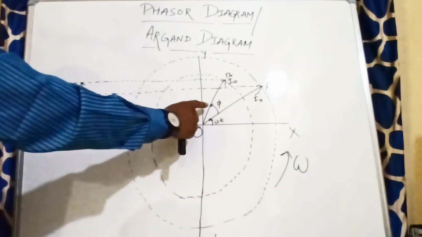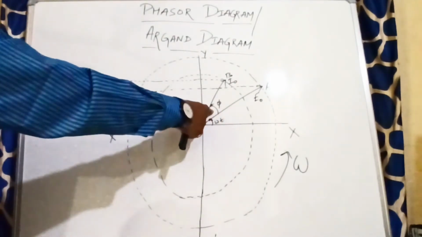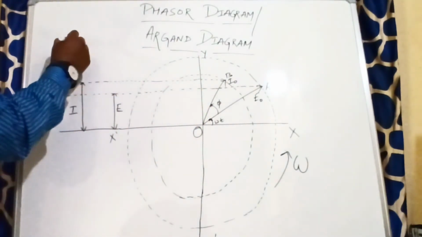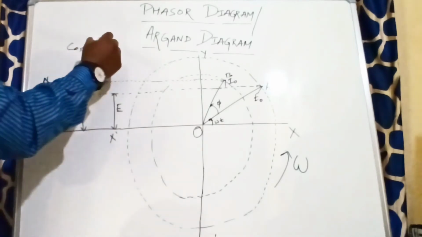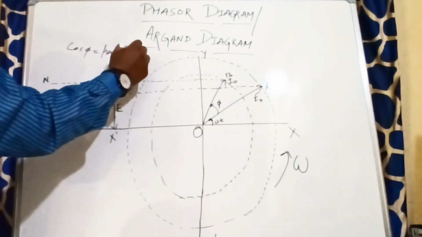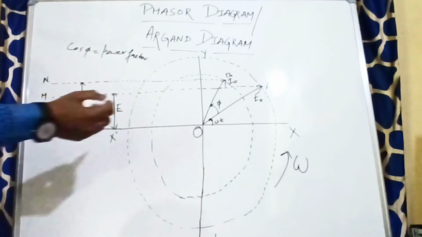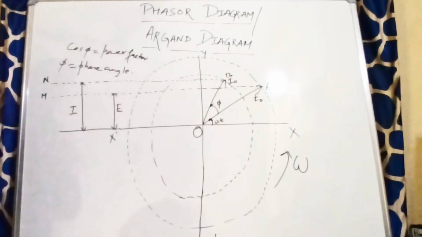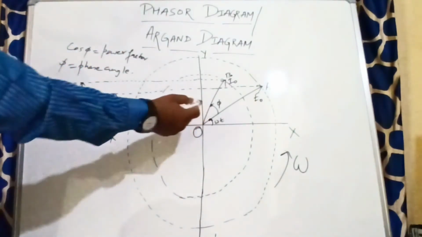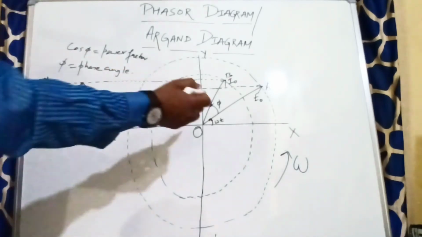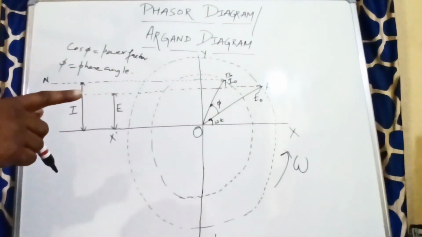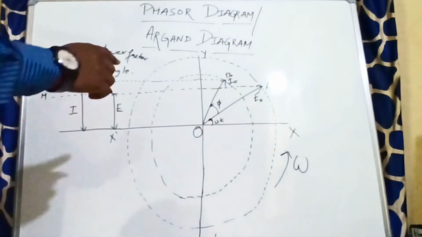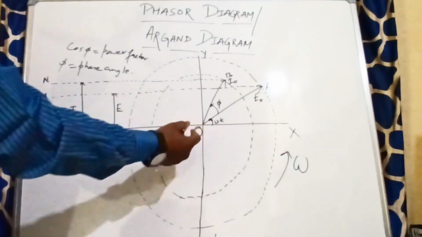Now the phase angle between E and I is denoted by phi, and the cos of this phi, cos phi, you already know, is called the power factor. And this phi angle is called the phase angle. So this phase angle is the angle difference between the current and voltage in case of alternating supply. This omega t is your angular frequency, and these are the two axes, this is the center.